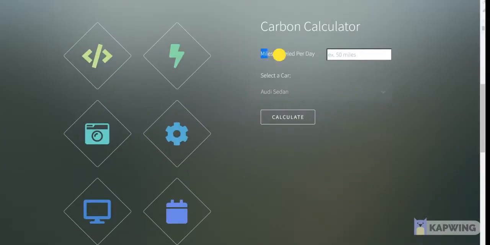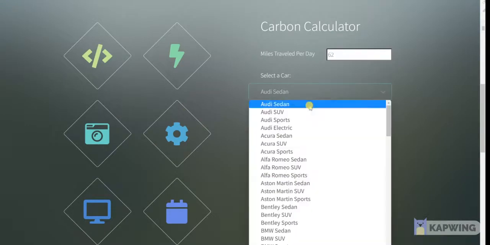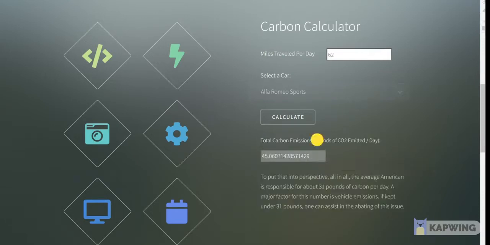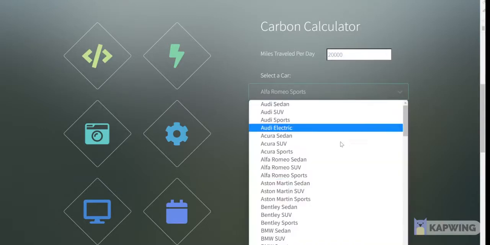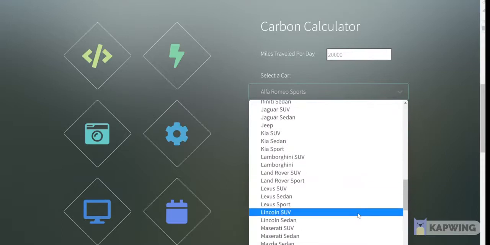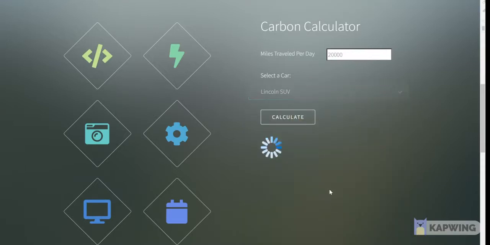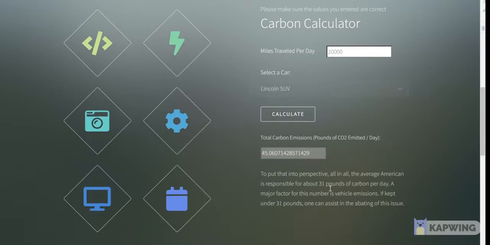When we press on the calculate button here, it takes us down to our carbon calculator, which was created with JavaScript. With this carbon calculator, a user can enter how many miles they travel per day and select which car they drive and find how many pounds of carbon is emitted per day because of their driving. We also get a bit of information about that number and we put that number into perspective for the user. Note that if a ridiculous number is put in the box, an error message will be displayed.